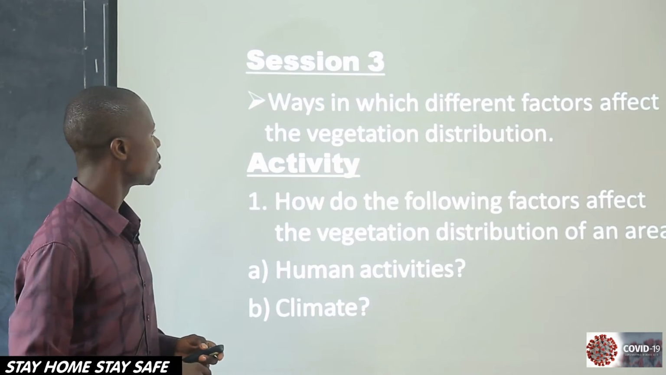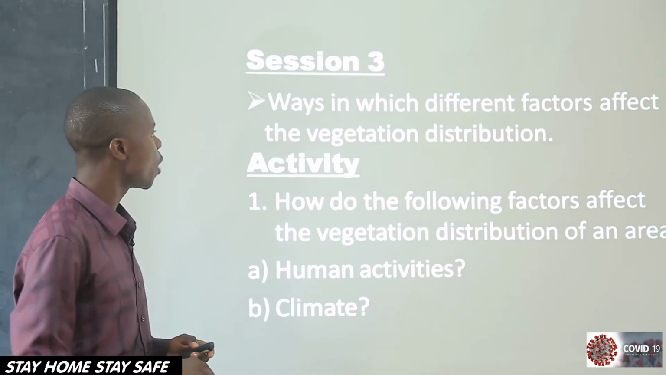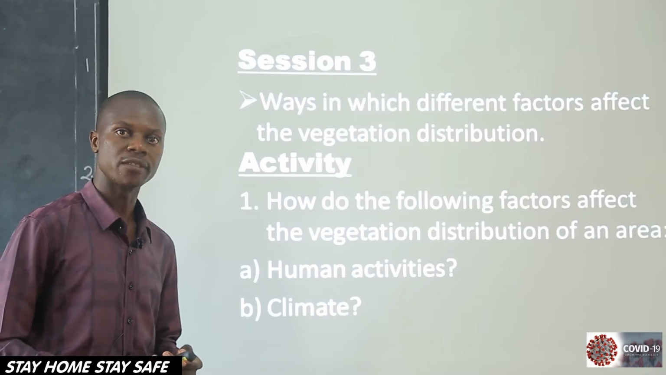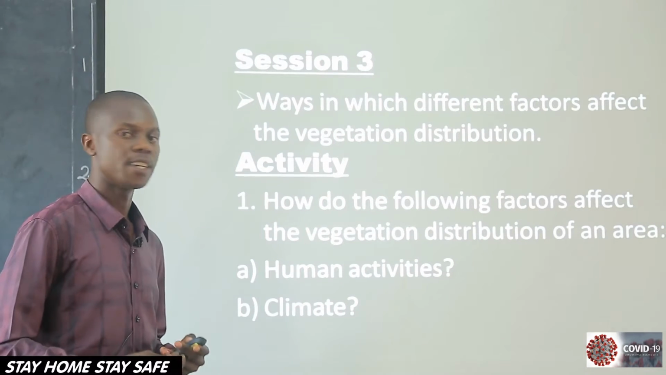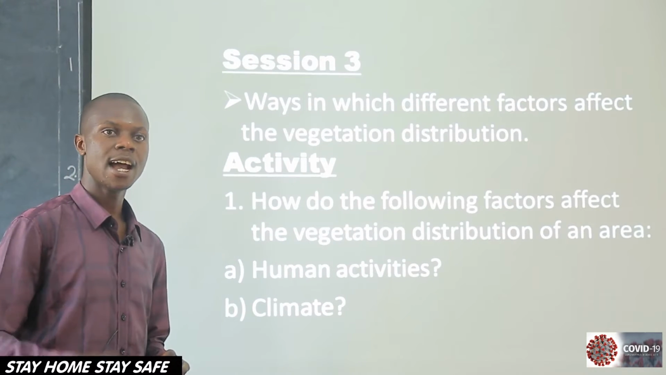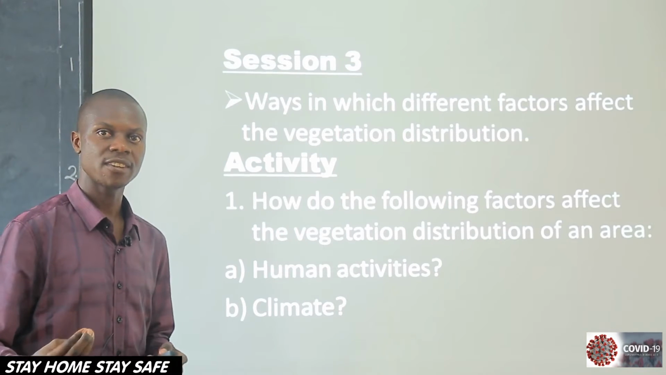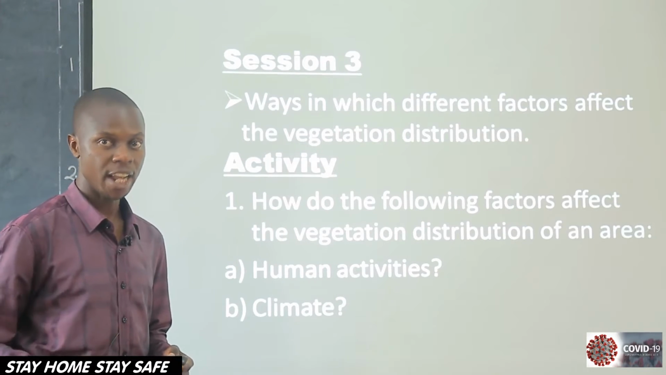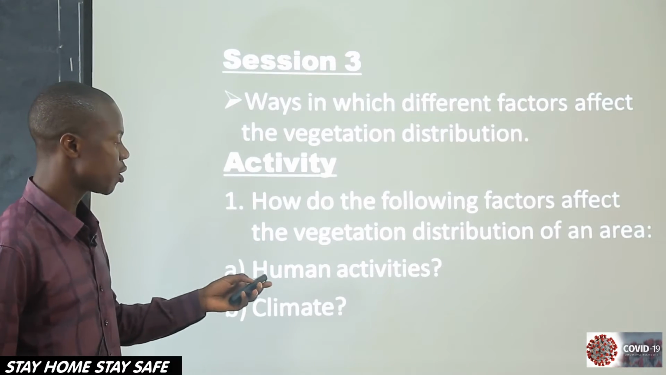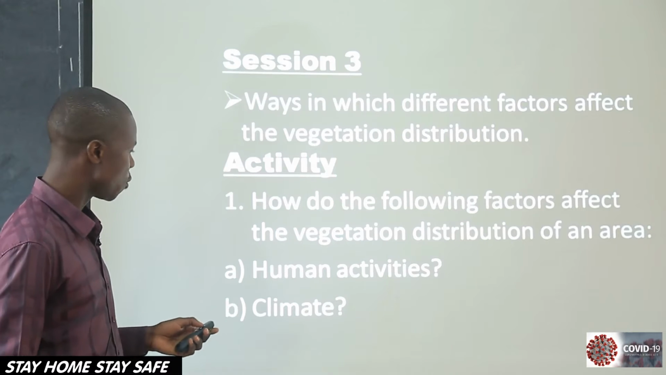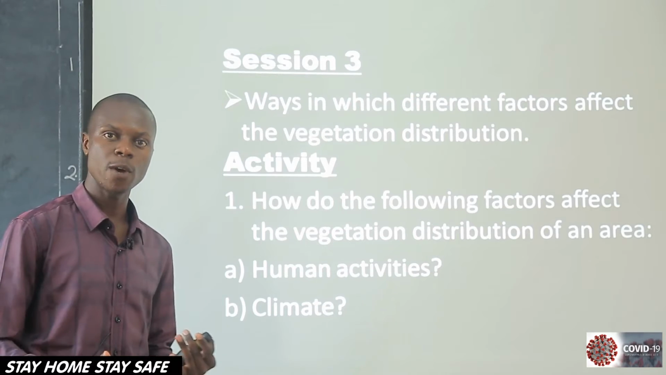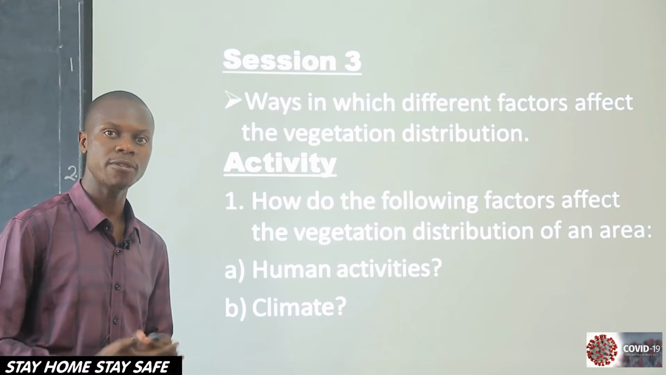move on to our session 3, in which we are going to talk about ways in which different factors affect the vegetation distribution. I think you have a list in your brain now: the climate, the soil fertility, the human activities. How do these bring a change in the vegetation of an area? How do the following factors affect the vegetation distribution of an area? Take an example: human activities, then climate. How do they cause a change? How do they influence the vegetation of an area?